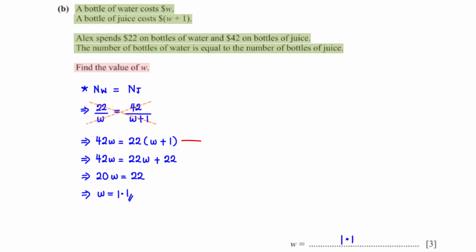When we cross multiply, this is what we get. When we expand the brackets, 22 times W is 22W and 22 times 1 is 22. When we group like terms, this is what we get. When we divide both sides by 20, we get W equals 1.1.